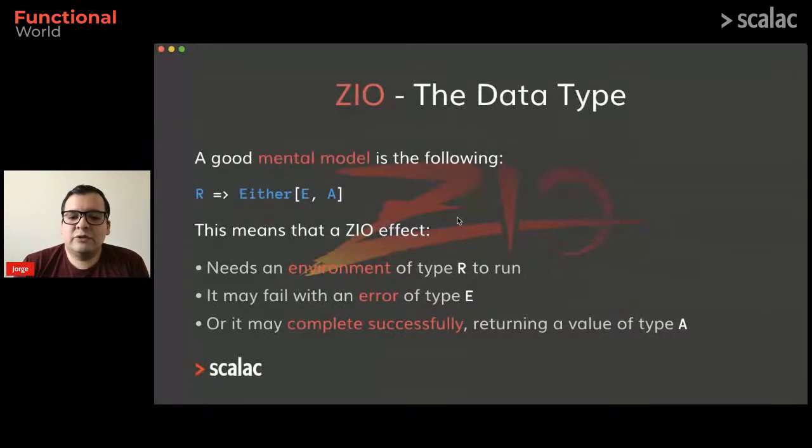So just by looking at it, you can know whether this effect can fail or cannot fail. If it can succeed, what's the success type? Does it have any external dependencies, for example, on a database connection? Or if I'm working with a Spark application, does it have dependencies on Spark sessions? All of the dependencies you can see just by looking at the type signature.